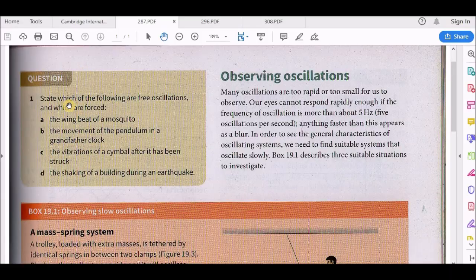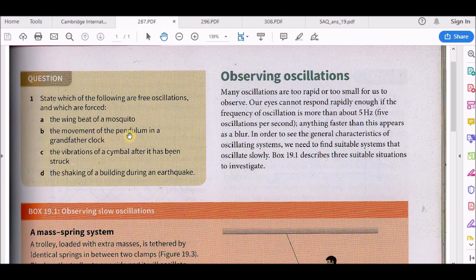Alright, so here are some questions. State which of the following are free oscillations and which are forced oscillations. Wing beat of a mosquito. The wing of a mosquito is made to beat by the muscles of that mosquito contracting and relaxing. So the wing is made to oscillate. Therefore, it is a forced oscillation.